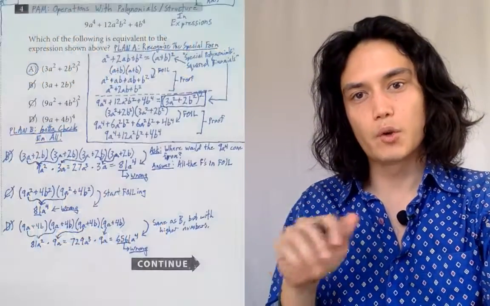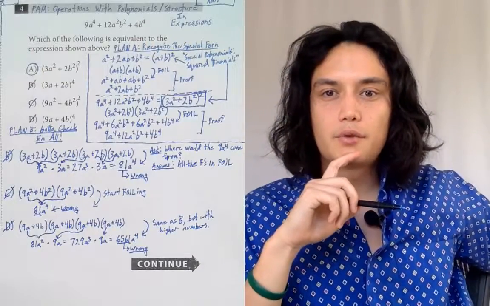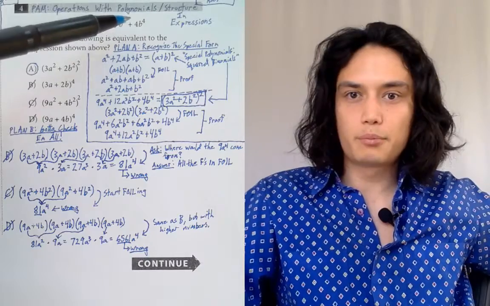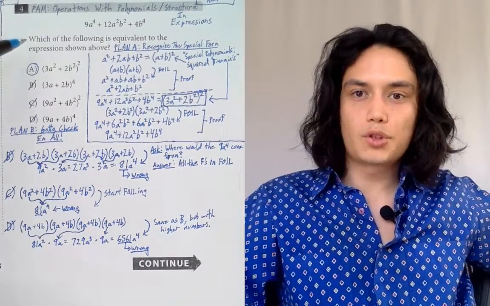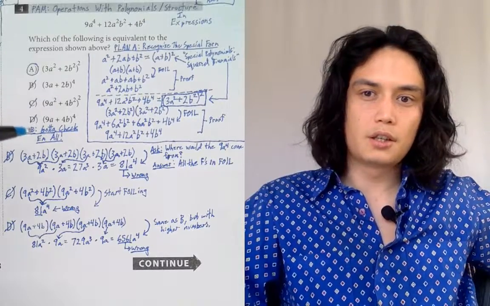Question number 4. Alright, so here they give us an expression, 9a to the fourth plus 12a squared b squared plus 4b to the fourth. And then they say, which of the following is equivalent to the expression shown above? So they're giving us these answer choices.